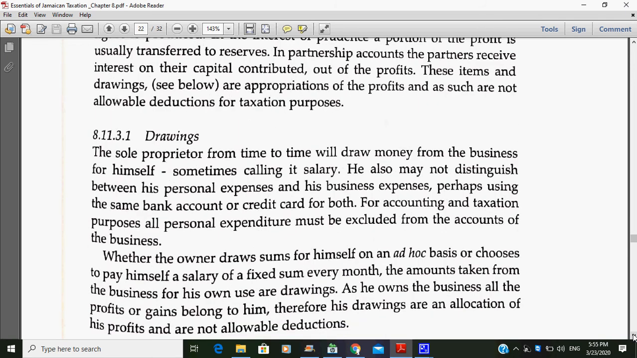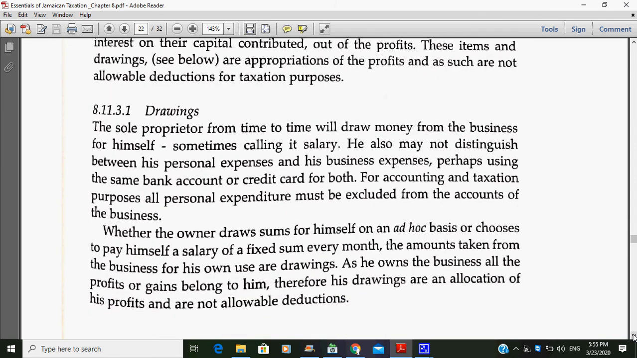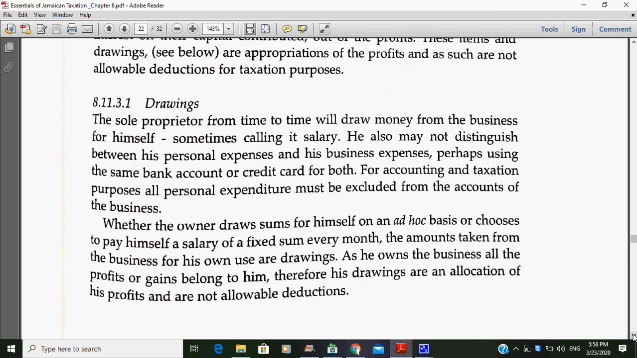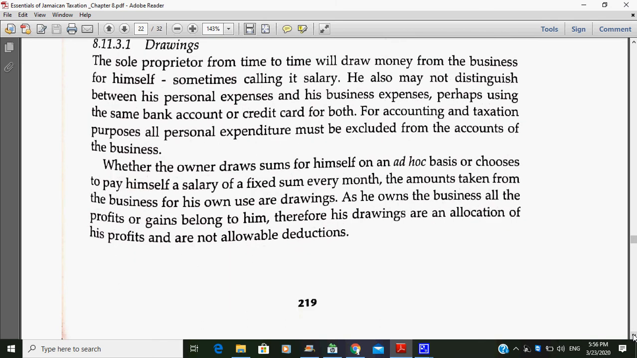Drawings of the sole proprietor: from time to time he will draw some money from the business for himself, sometimes calling it salary. He also may not distinguish between his personal expenses and his business expenses, perhaps using the same bank account or credit card for both. For accounting and taxation purposes, all personal expenditure must be excluded from the accounts of the business. Whether the owner draws sums for himself on an ad hoc basis or chooses to pay himself a salary of a fixed sum every month, the amounts taken from the business for his own use are what? Drawings. Good? Straight up, right?